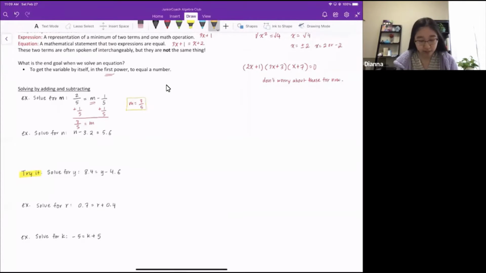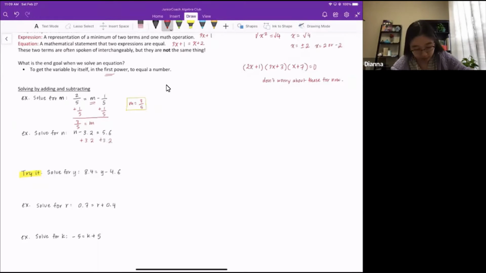And then let's go on to the next one. Solving for n minus 3.2 equals 5.6. In this case, it's pretty similar. I'm going to add to both sides, right? Whatever I do to one side, I have to do to the other. So in this case, I'm going to add 3.2 to both sides. I want to get n by itself. Plus 3.2, plus 3.2. I usually like to write this equals line underneath.